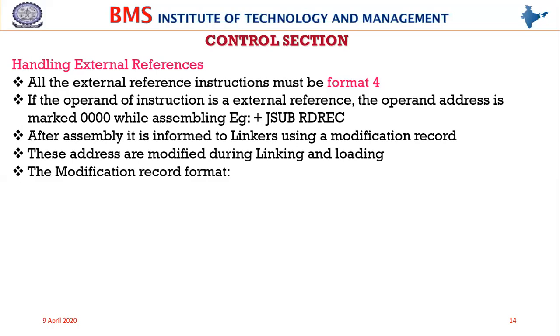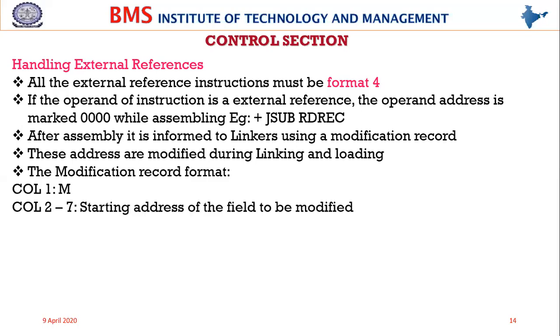This is what happens. And the modification record, as usual, column 1 contains M indicating it is a modification record, columns 2 to 7 indicate the starting address of the field to be modified. And here the starting address is not the address of the instruction, it's the starting address of your operand.